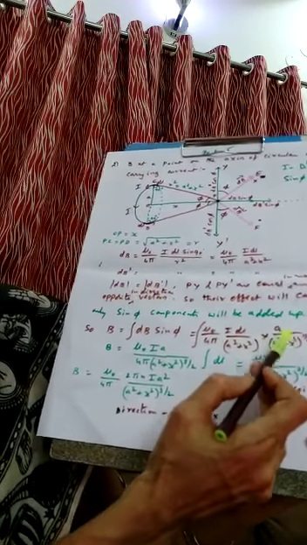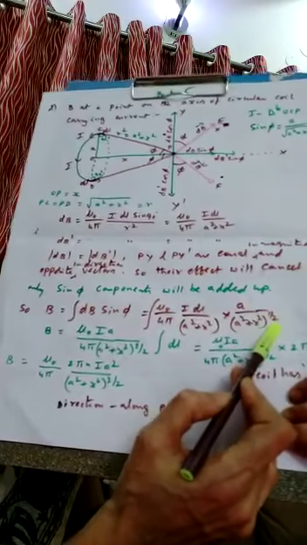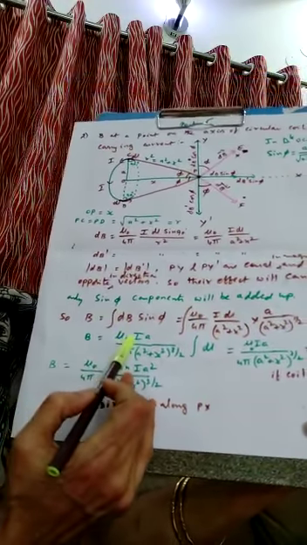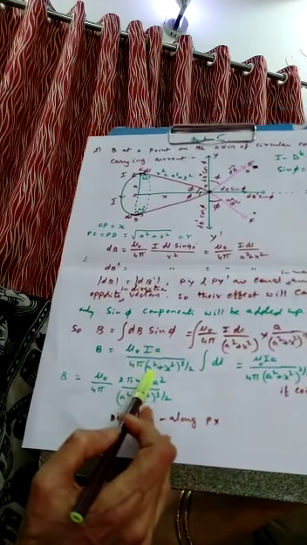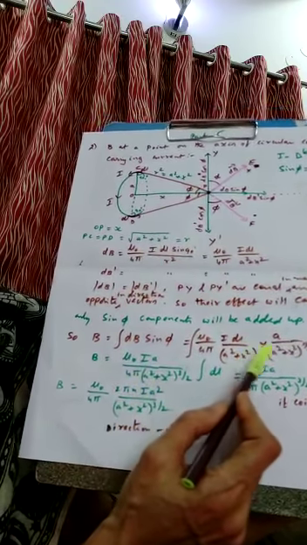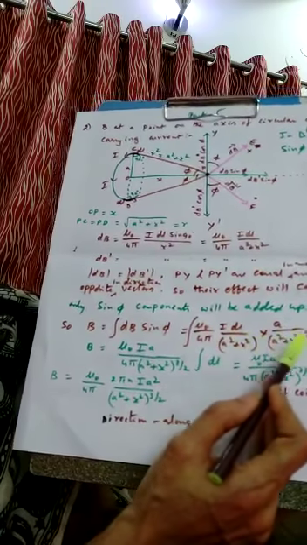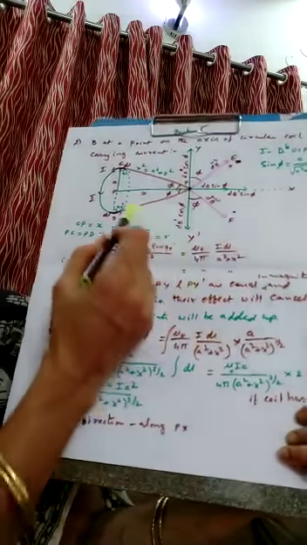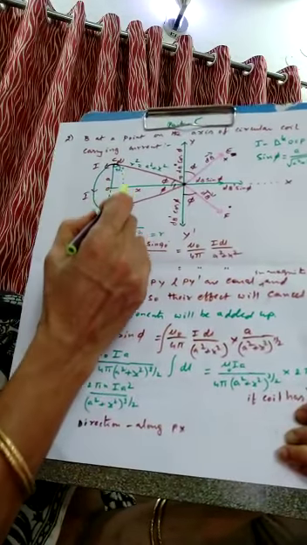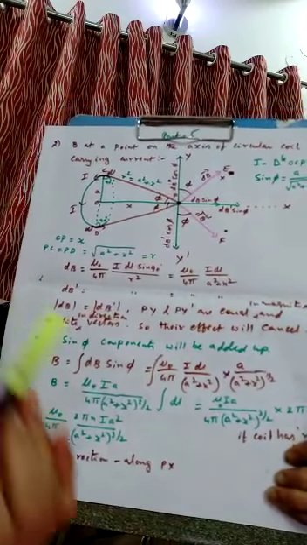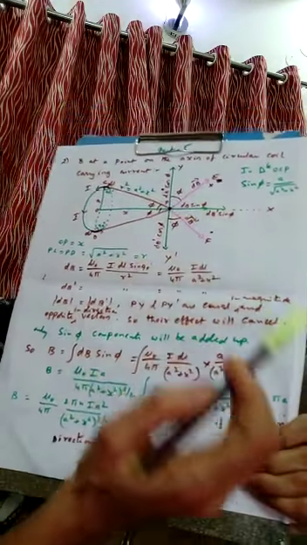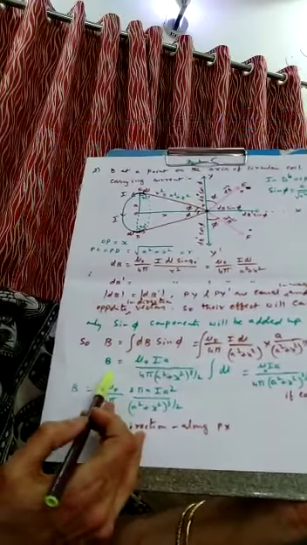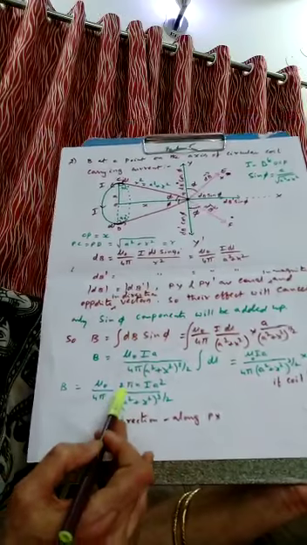So we got a by (a square plus x square) to the power of half, and all the values are constant. What are they? Mu naught I into a upon 4 pi (a square plus x square) to the power 3 by 2. Why? Because this is 1 plus half, that is 3 by 2 here. Into dL. You know what is the value of dL? dL1 plus dL2, all dL is nothing but the perimeter, the circumference of the circle, which is equal to 2 pi a, we are writing here.